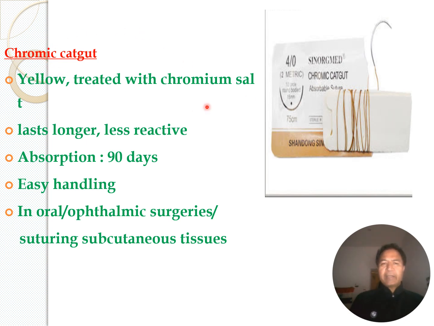Now chromic catgut. It is yellow, treated with chromium salt. It lasts longer, is less reactive, and is absorbed in 90 days. It is easy to handle and used in oral and ophthalmic surgeries and for suturing subcutaneous tissue.